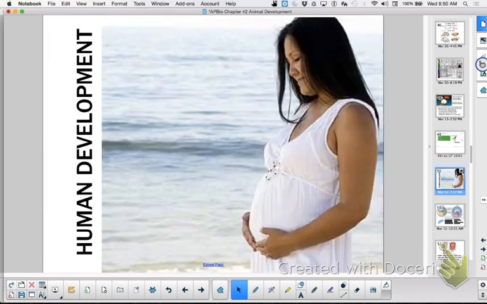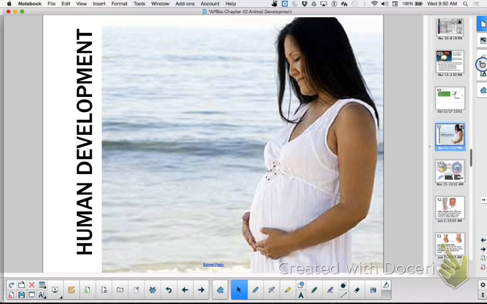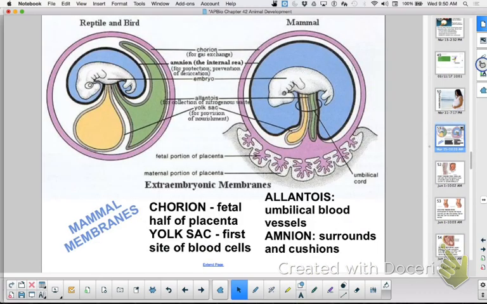Okay, let's see our pregnant Hawaiian. She's married in a stable and loving relationship. Okay, now, first thing I want to talk about are mammal membranes. And you can see on that chart, I made that chart, can you tell I made it tiny? It's supposed to be tiny.